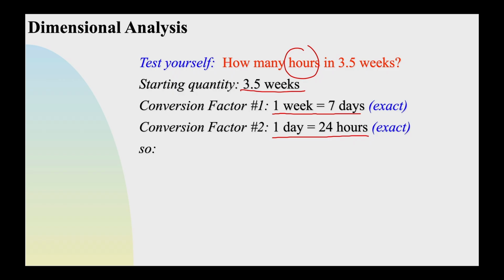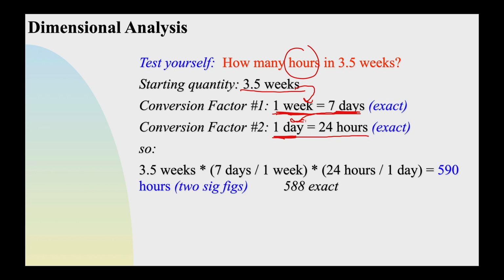So I can go weeks to week, and those will cancel out, and I'll have days. And days and this day I can cancel out to get just hours. And I'll show you what that means here. If you put these things in a row, we want to start with 3.5 weeks. Then to get rid of weeks, we're going to put the 1 week on the bottom and have 7 days on the top. That'll cancel the weeks, and then I'll have days. But I want to get to hours. So then I'm going to put 1 day on the bottom, 24 hours on the top. The days will cancel, and we'll have just hours.